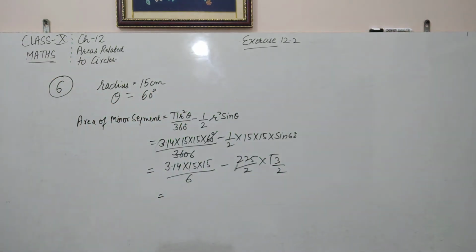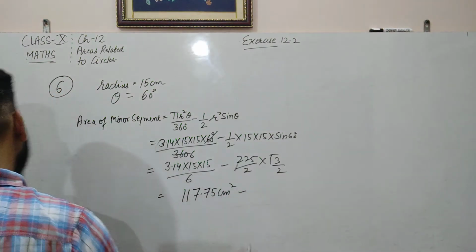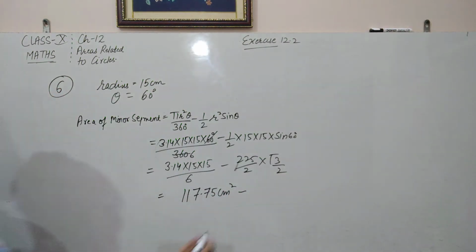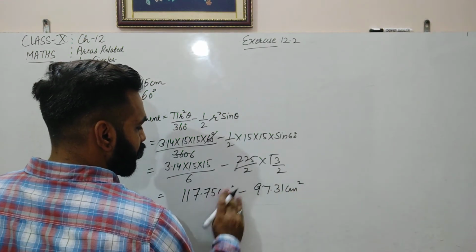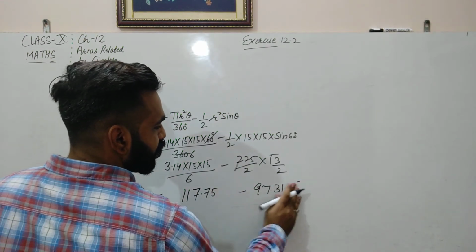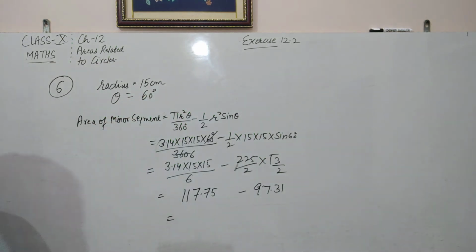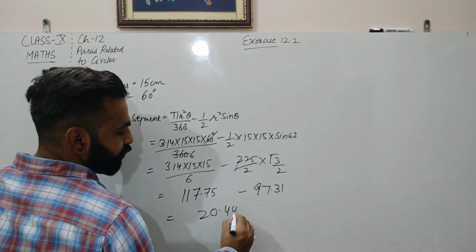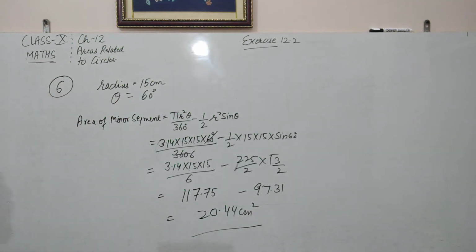So this will be equal to, the first part will be 117.75 centimeter square minus the second part will be 97.31 centimeter square, and after subtracting the answer will be 20.44 centimeter square. So this is the area of the minor segment.